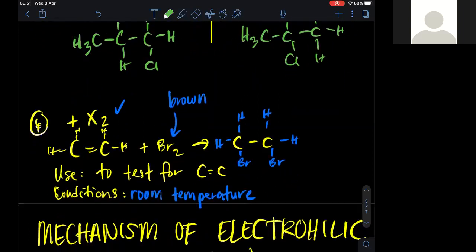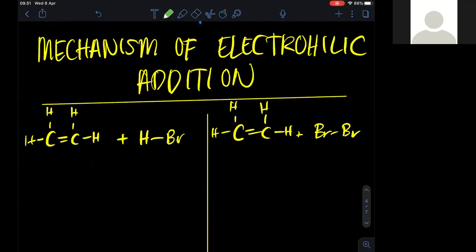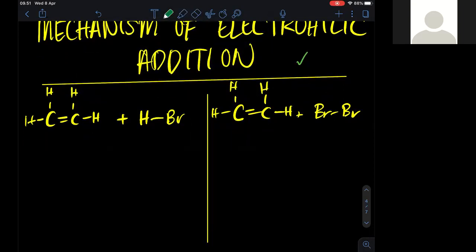Okay, so I will go on to the mechanism of electrophilic addition. It is important to know the mechanism of the reaction. I have separated it into two: one is the reaction with HBr, and another is the reaction with Br2. First of all, if you have HBr, Br is more electronegative than H, so you get delta negative and delta positive. That's the first thing that's going to happen.